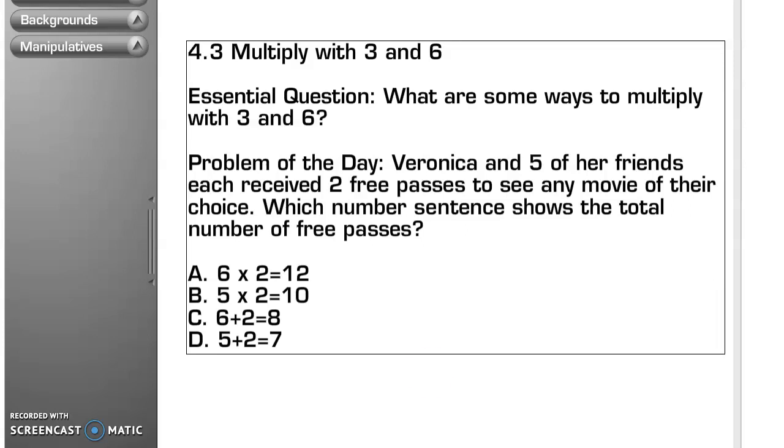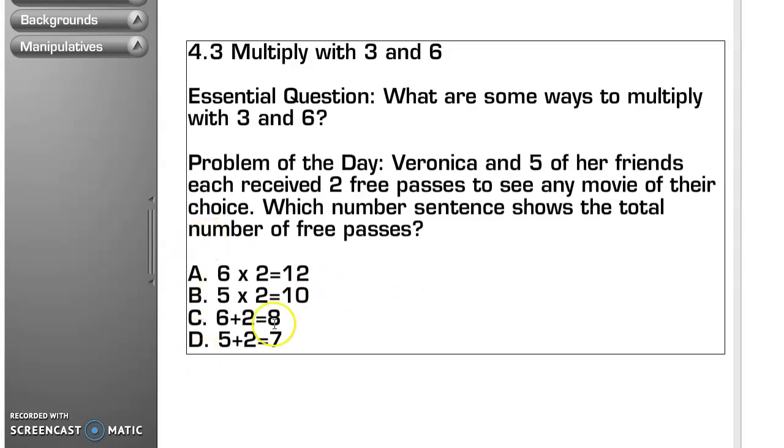Well, we know to use the cubes method, so we're going to circle the 5 and the 2. We're going to underline the question, which is which number sentence shows the total number of free passes. And then we're going to box the clue words, which is number sentence and total. So I know that Veronica and her 5 friends equals 6 people, and they each got 2 free passes.